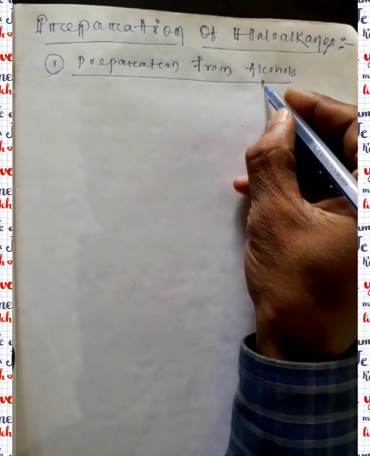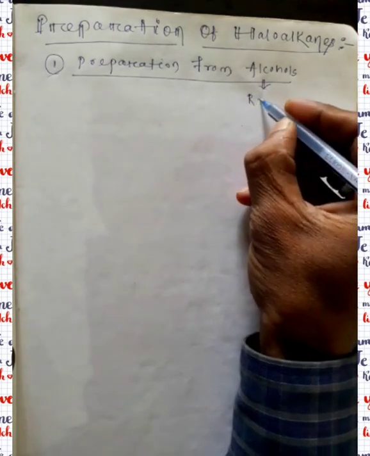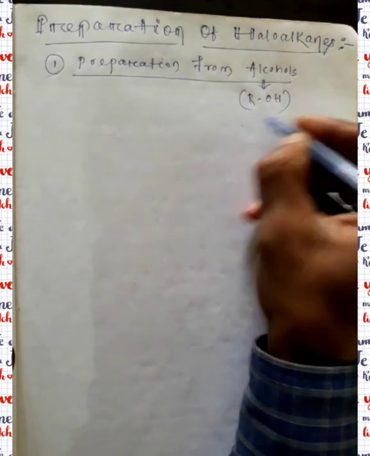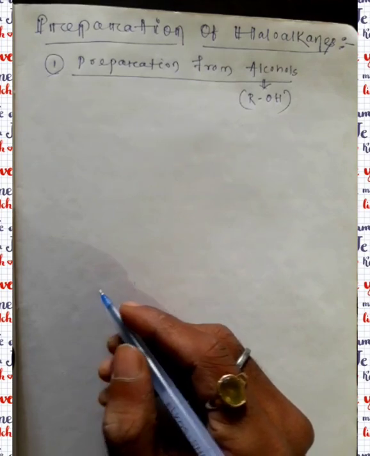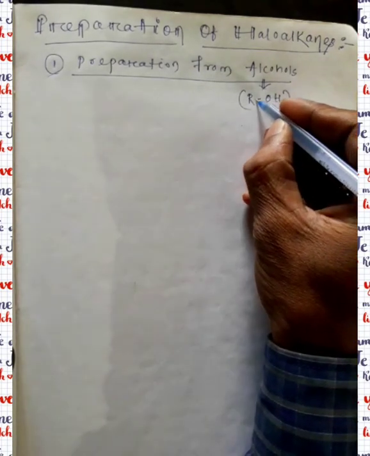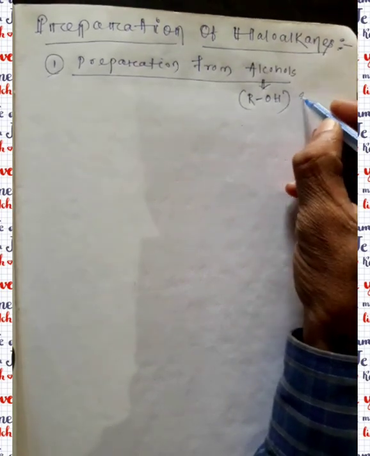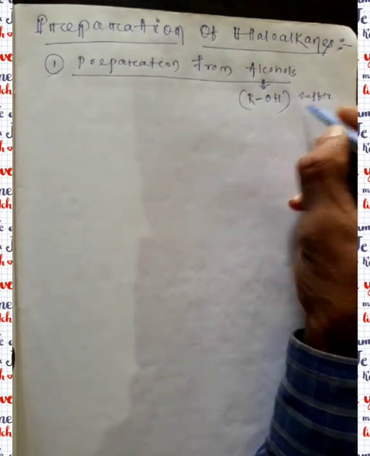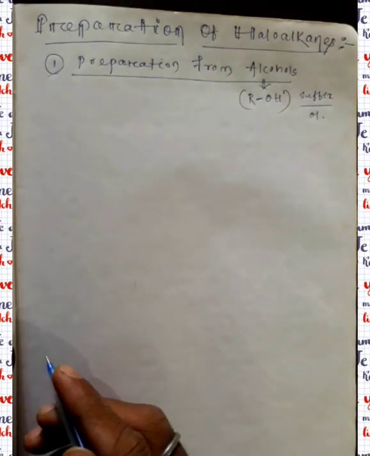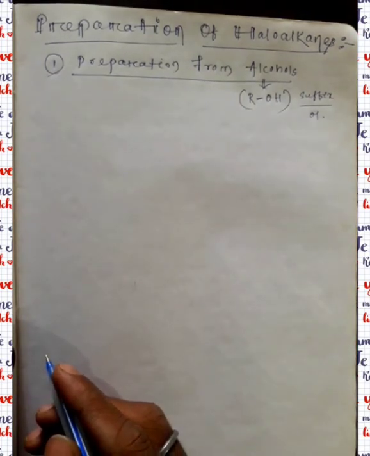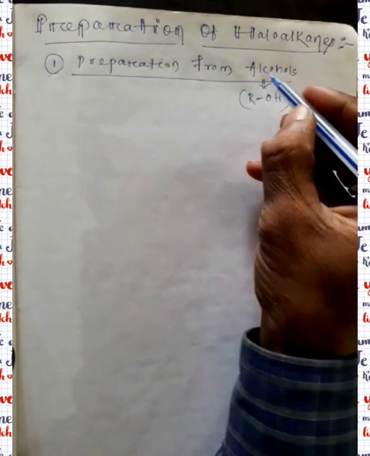The general formula of alcohol you know better than that, ROH. ROH is the general formula of alcohol. Alcohols are written with the suffix OH, and the suffix OL is used for alcohol in the IUPAC nomenclature. Now we see how alkyl halide is prepared from alcohols.